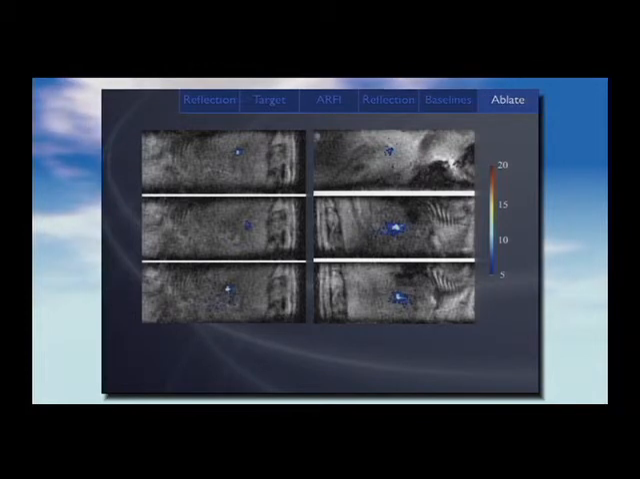And almost finished here. I want to finish up with just showing you some example ablations. And so these were 6 different ablations in the porcine liver. And so these are showing you pretty small focal spots. And so this is somewhat of an indication of how well the steering is doing.